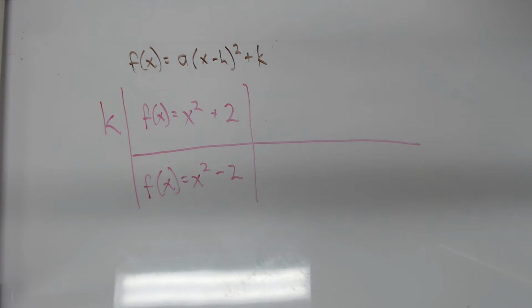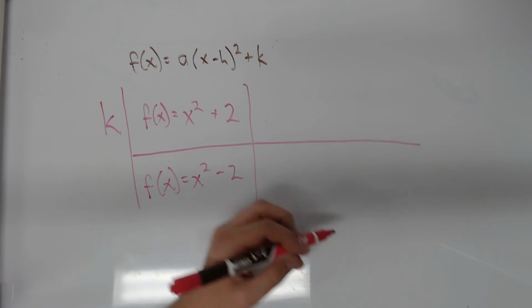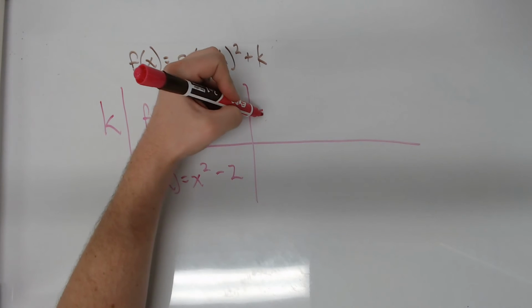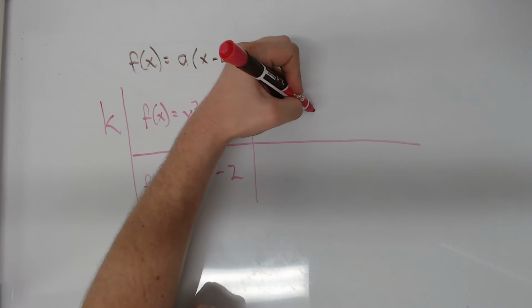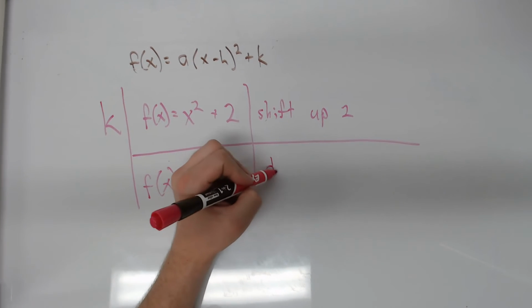Finally, the k values. The k values are pretty straightforward. They do mean what you expect them to mean. Plus 2 is a shift up 2. And minus 2 is a shift down 2.